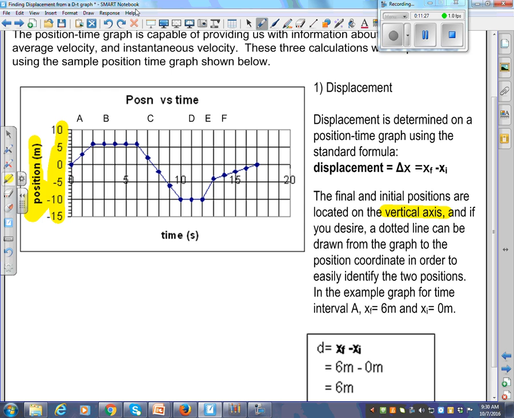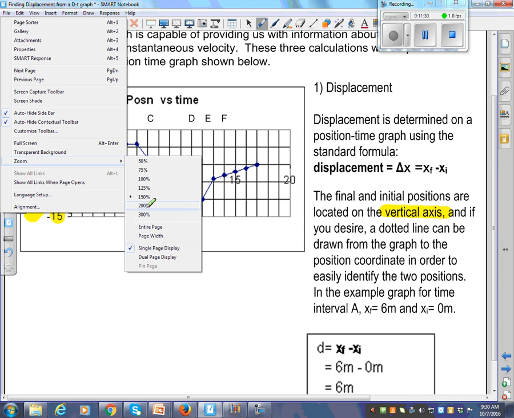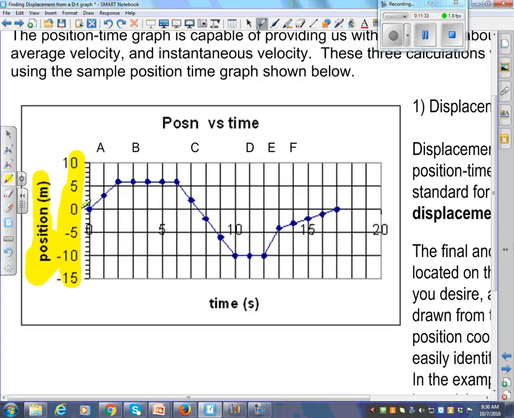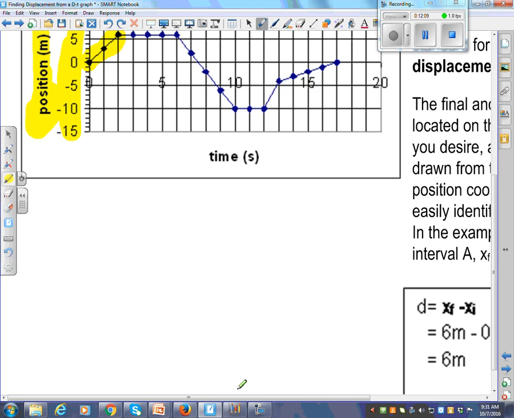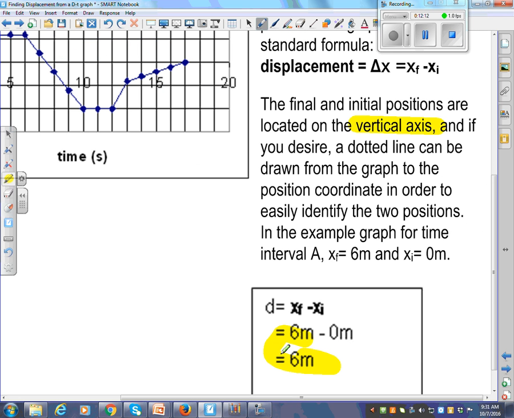Interval A, let's look more closely at it. I'm going to zoom in a bit. Okay, and here's interval A. It's from 0, each tick mark, that's 1, 2, 3, 4, 5. Each one is 1 second. So where is the final position for A? Colin says 6. The interval A is this one right here. +6. How do we get +6? We look at the graph. We read from the graph, just like I taught you in Unit 1. Read from the graph. So +6, the initial position was? 0. So we have 6 minus 0. The displacement is 6 for interval A.